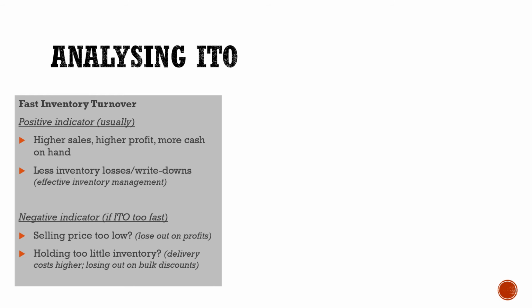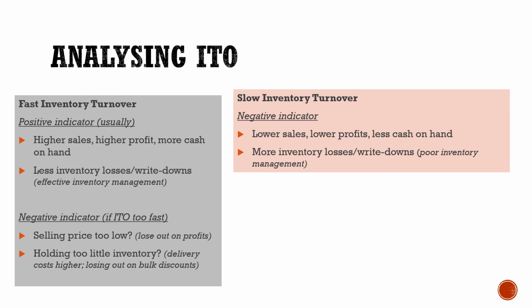However, fast inventory turnover can also be a negative indicator if the inventory turnover is too fast. Perhaps the selling price is too low. This means that we're losing out on profits. Or is the business holding too little inventory? This means that there might be higher delivery costs for the business, or the business is losing out on bulk discounts.